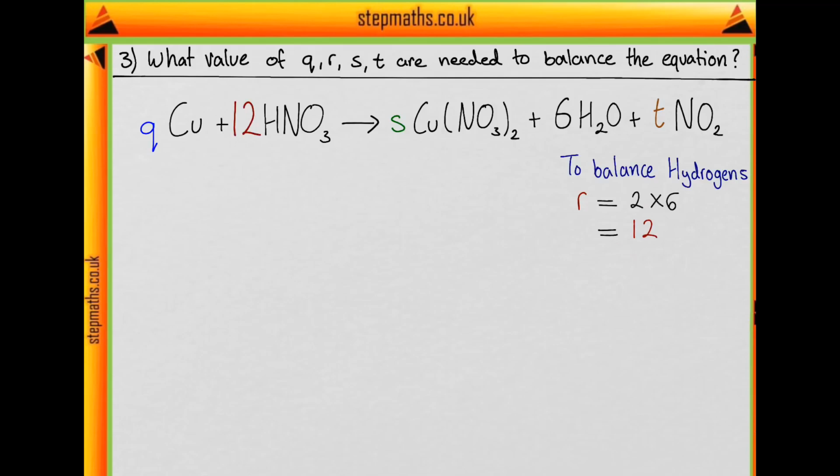Now we've got 3 unknowns. Looking at the equation again, we can see that on each side of the equation, we only have one compound that contains copper. So that means that the values of Q and S have to be equal. So now we only have 2 unknowns, and we've balanced the hydrogens and the copper, so what is left is to balance the nitrogen and the oxygen.